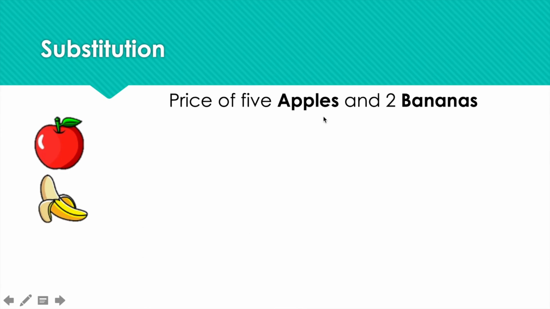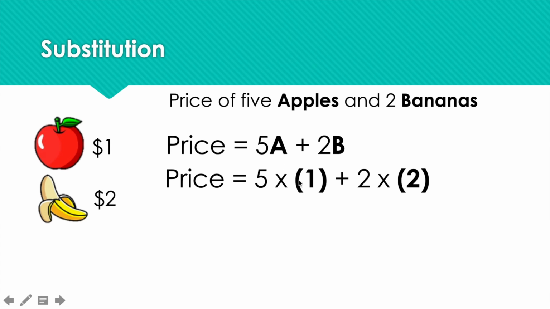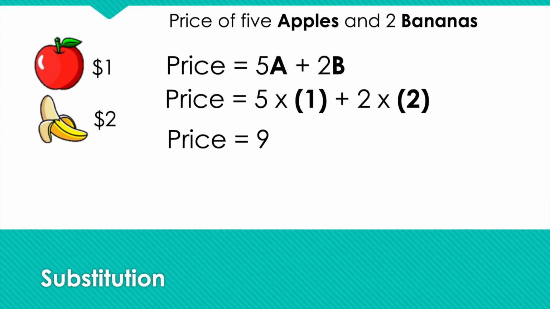Next example, the price of 5 apples and 2 bananas. That could be written as 5A plus 2B. The price of an apple is $1 and the price of a banana is $2. So every time I see an A, I'm going to put 1, and every time I see a B, I'm going to put 2. But I have to remember there's a time symbol between the 5 and the A and the 2 and the B. So it's actually 5 times 1 plus 2 times 2. It's not 51 plus 22. There's a time symbol. So 5 times 1 is 5, 2 times 2 is 4, 5 plus 4 is 9. So at this stage, we can just put it into our calculator. We don't have to do it in the head if we don't want to.